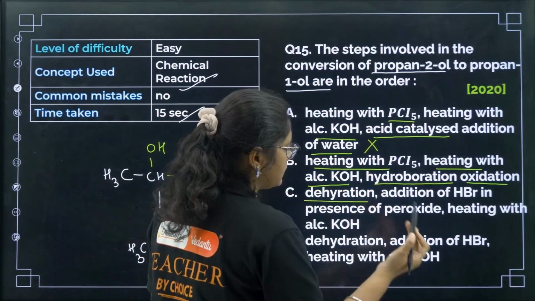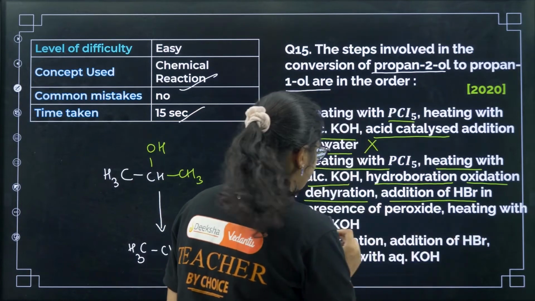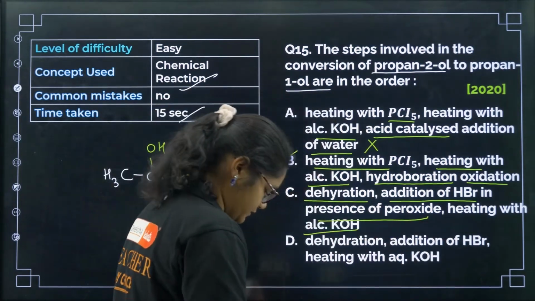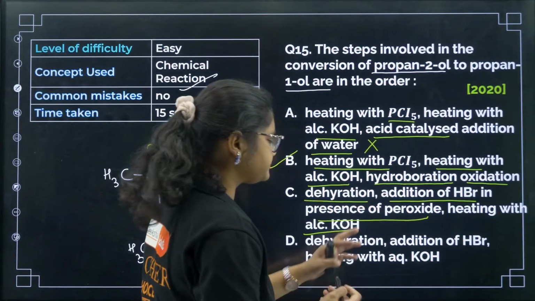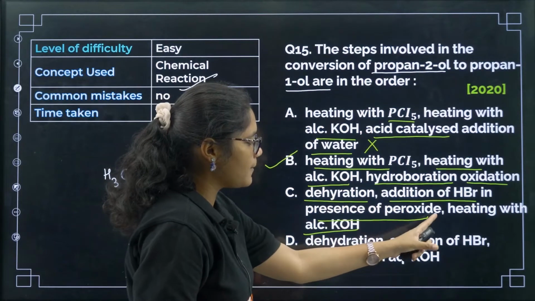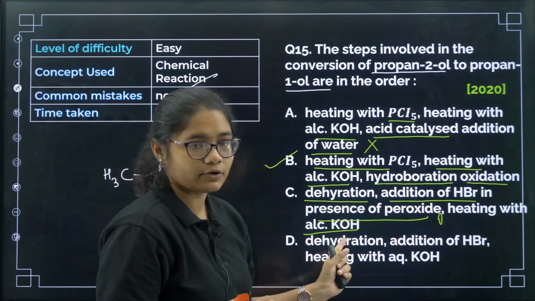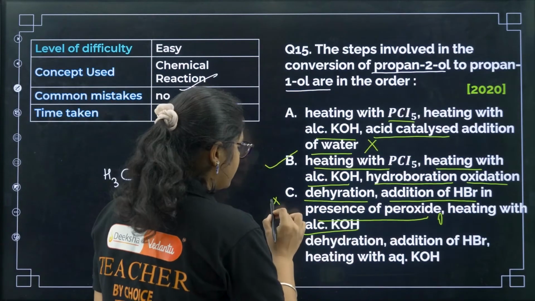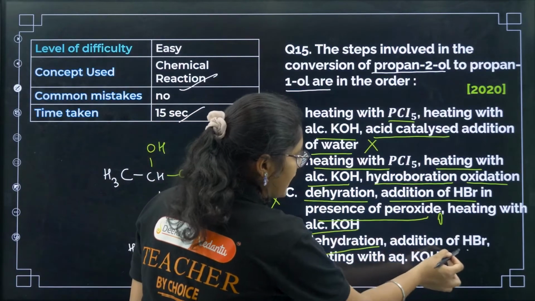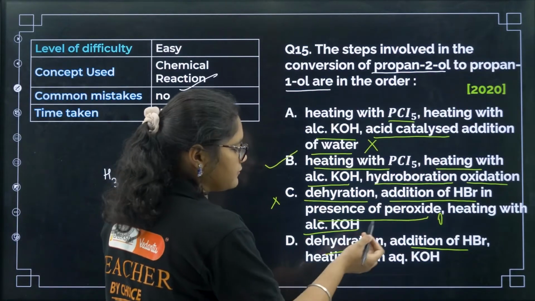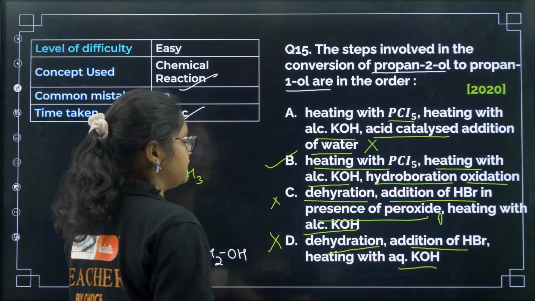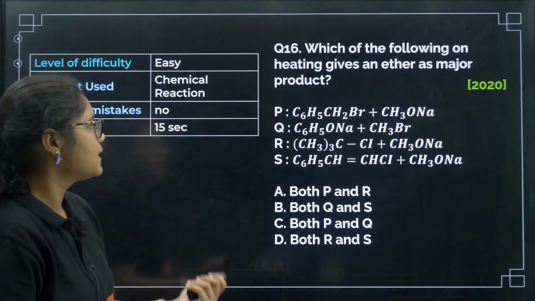Let us see, first we can do directly dehydration, addition of HBr in presence of peroxide, heating with alcoholic KOH. Sorry. So this part is correct up to this one. If you again heat with alcoholic KOH, the final product will be one alkene. So this is also incorrect. Next, dehydration, addition of HBr, so that will give you again the same product and you will get propan-2-ol. So option number B will be the correct answer here.